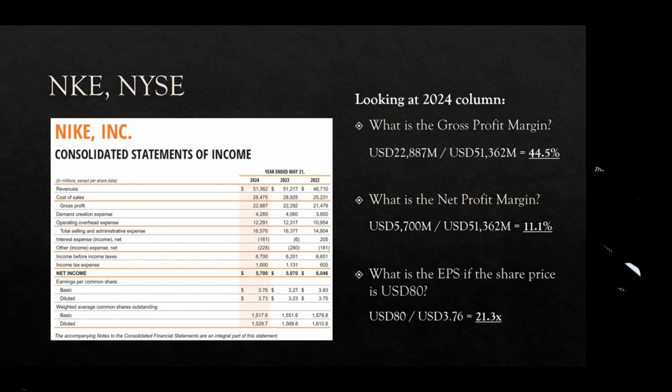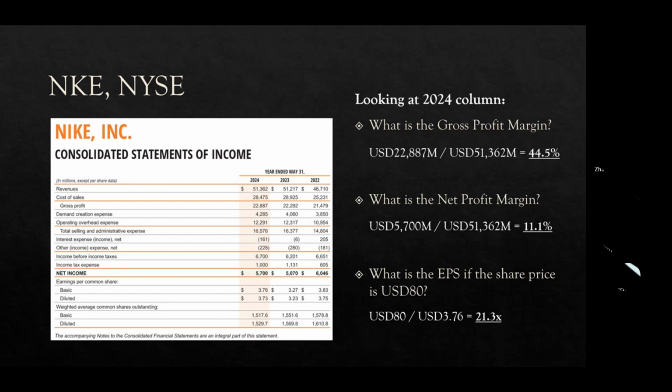Okay. Then what is the EPS, earnings per share, if there is a PE ratio? What is the PE ratio if the share price is $80 US dollars? What you would do is take 3.76 as the denominator, with the share price as 80, then you will get 21.3x. So can anyone tell me whether 21.3x is expensive or not?